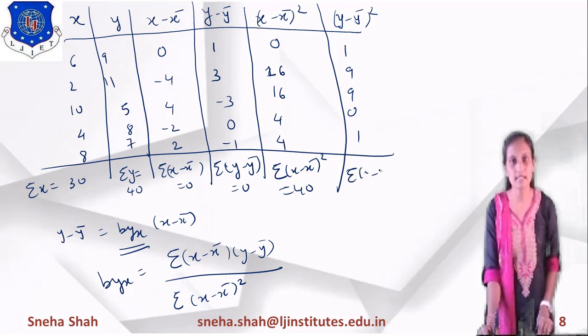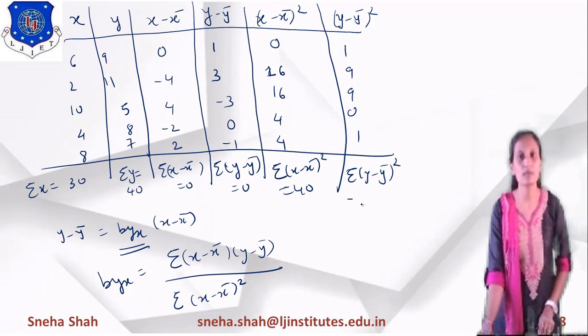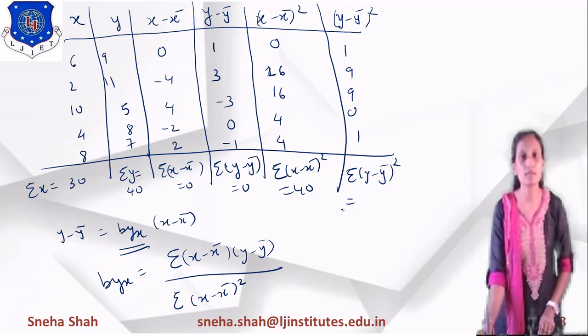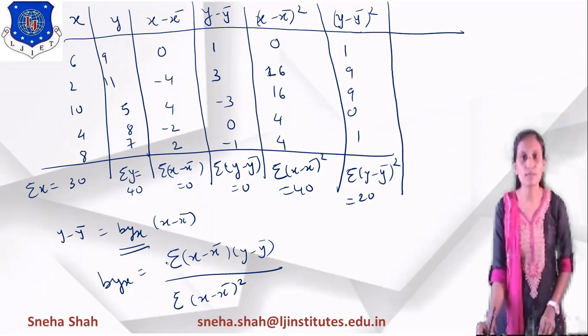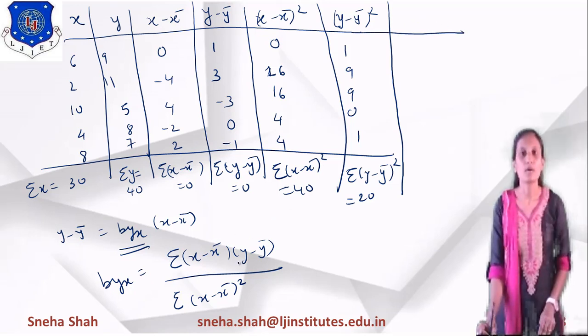Now if I am adding all this value, it will give us the answer of summation (y minus y bar) whole square. So 1 plus 9 means 10, 9 plus 1 means 10, 10 plus 10 means 20. So the answer of it equals 20. Now the last term we have to find out is the value of summation (x minus x bar) upon (y minus y bar), right?